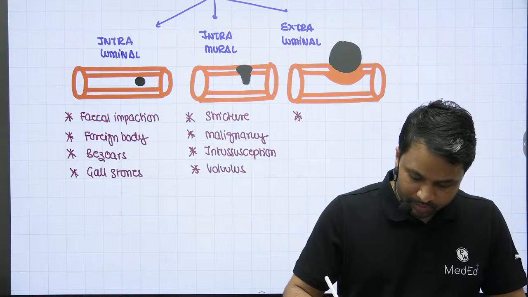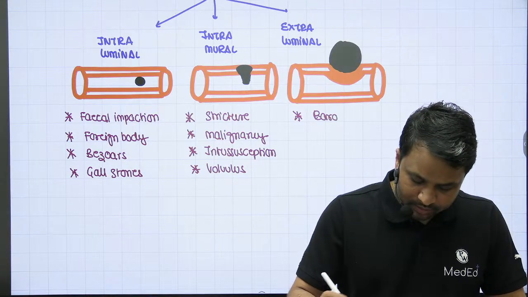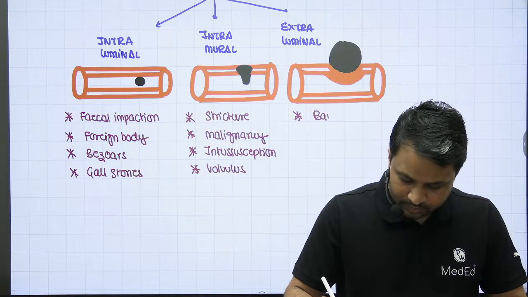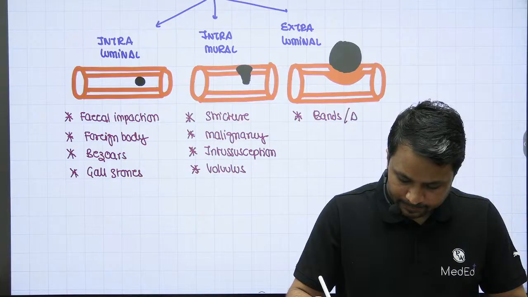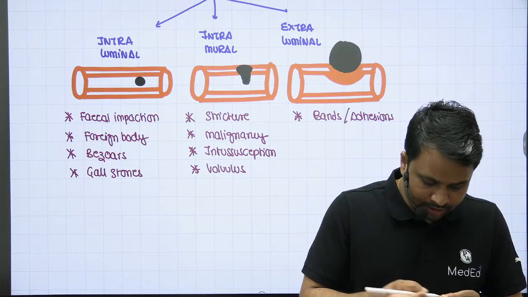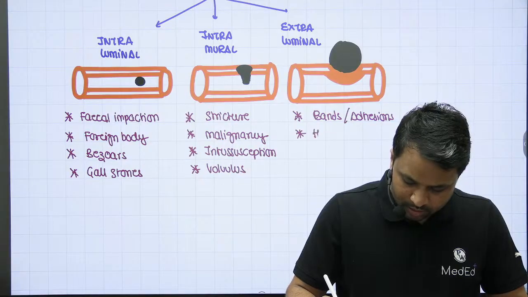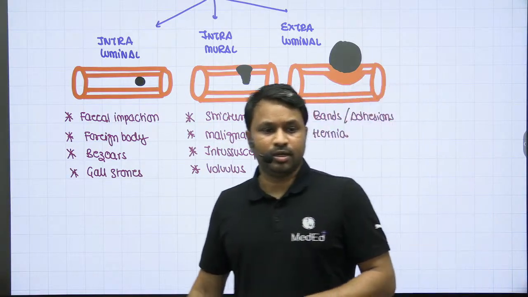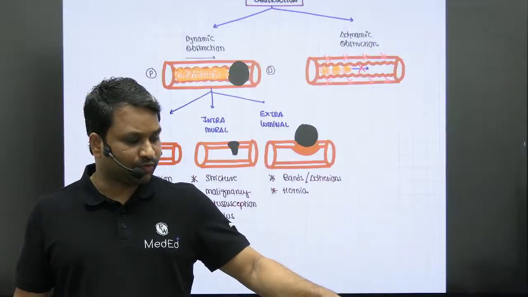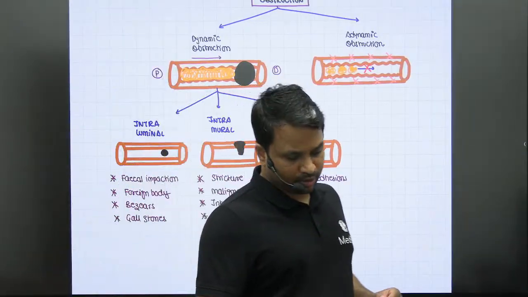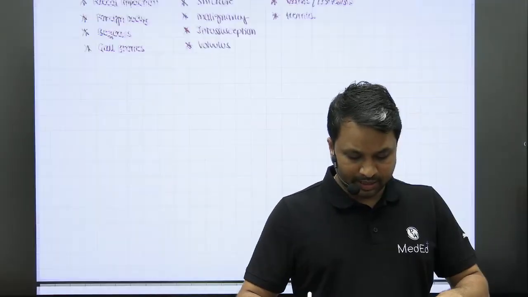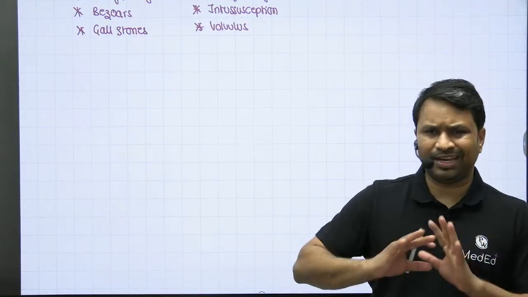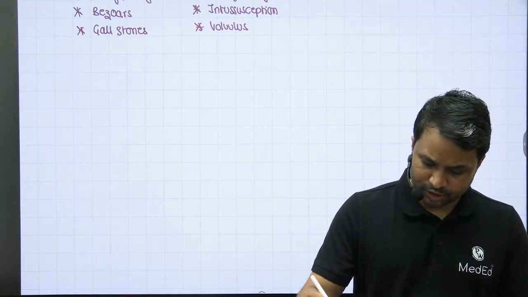It could be bands or adhesions, or it could be hernia. It could be hernia, right? So these are the causes for extraluminal bowel obstructions. Okay? Now let it be any extraluminal, intraluminal, intramural, any form, the clinical presentation is going to be similar.